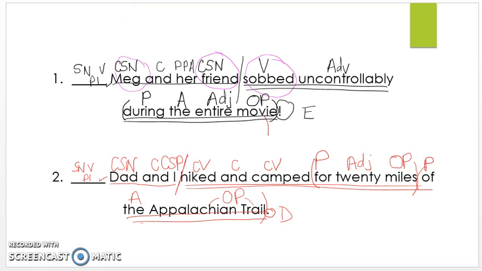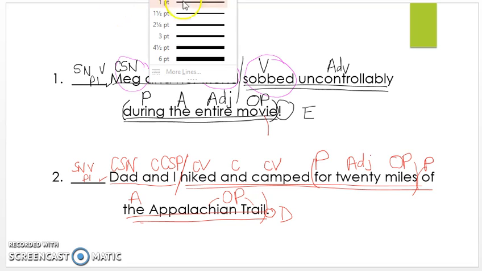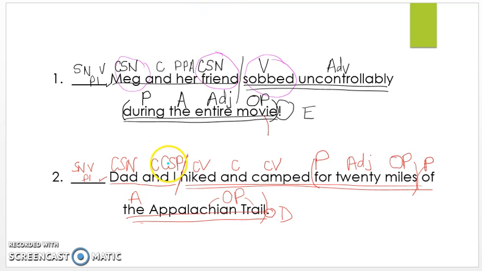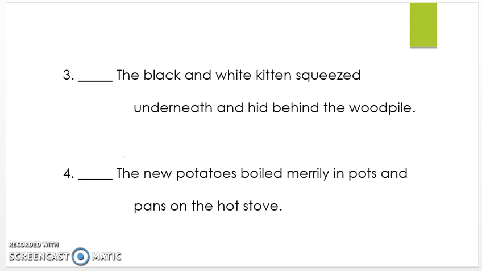And now we're going to identify our simple subject and our simple predicate. Simple subject is Dad and I, and our simple predicate is hiked and camped. Dad and I hiked and camped. That's our simple sentence. All right, let's go to the next sentence and read that together. The black and white kitten squeezed underneath and hid behind the woodpile.